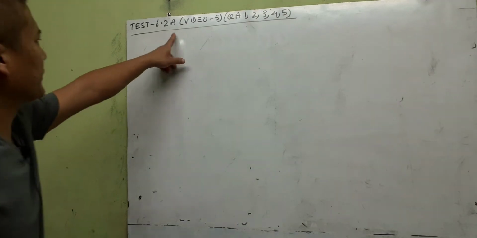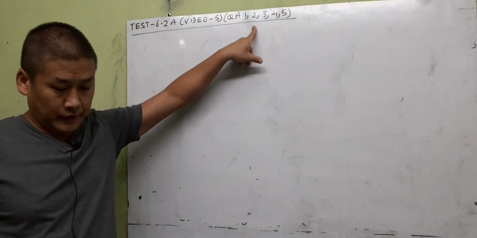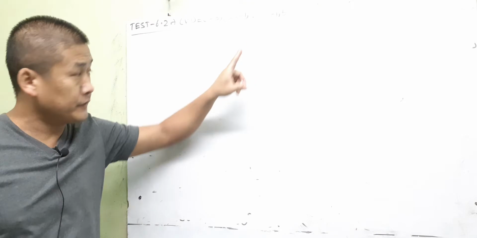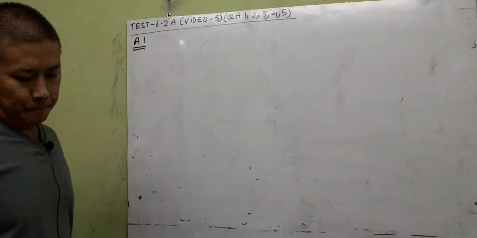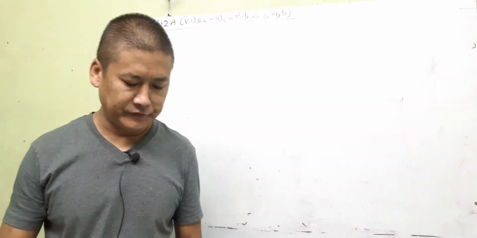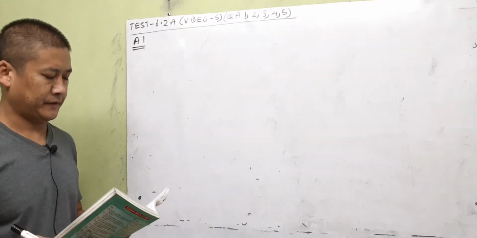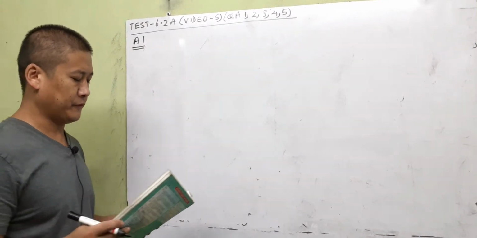Okay, so test 6.2a, class 9 maths. Go to textbook page 112. We'll start with the first question, A1. Let me read the question. In a given figure, AB is parallel to CD. The value of x is what we have to find.